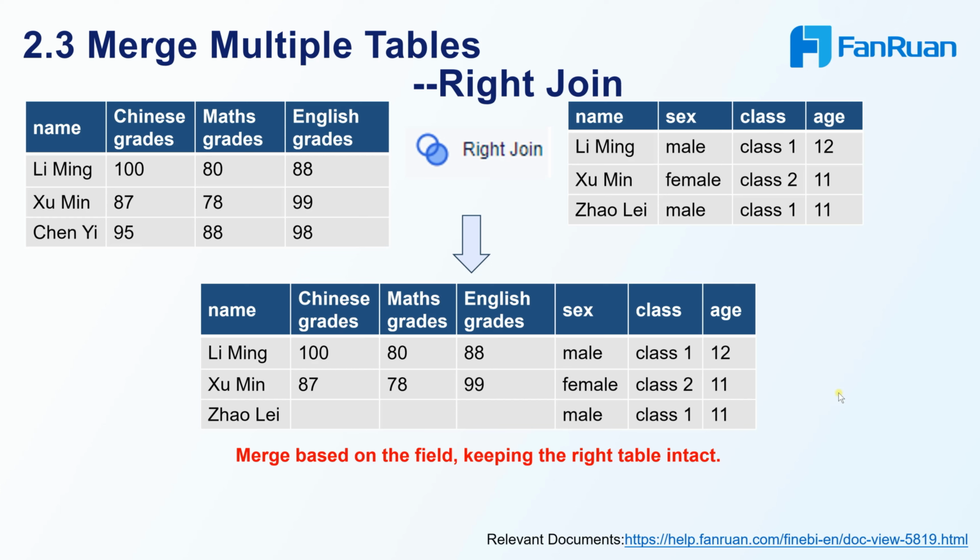A right join is the opposite. In this case, the right table's merge criterion field is guaranteed to be complete. As a result, Zhao Lei will be included, but Chen Yi will not.